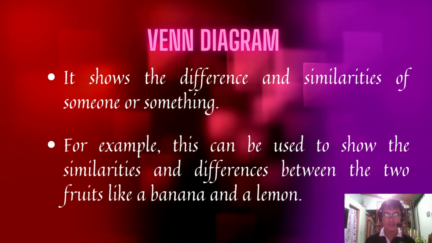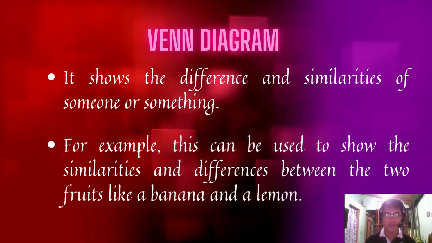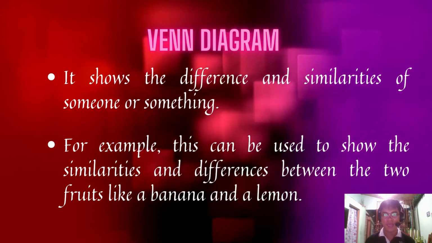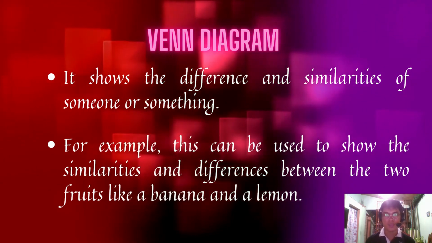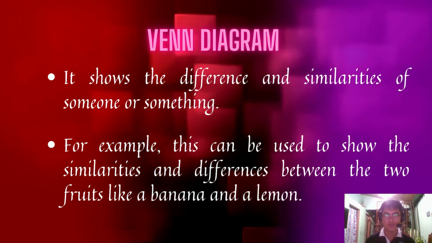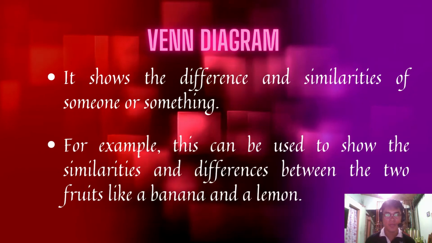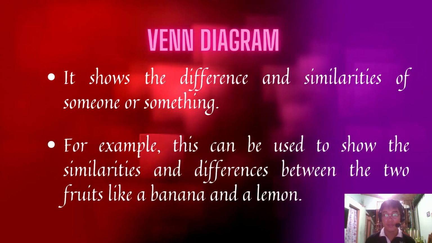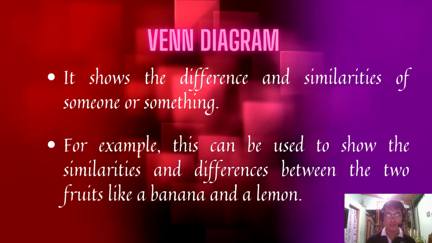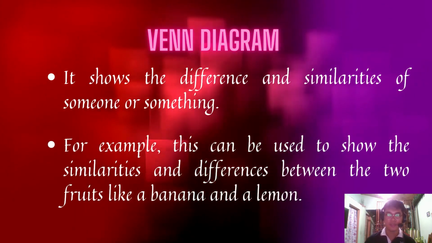Okay, and then last but not the least is the Venn diagram. So a Venn diagram shows the difference and similarity of someone or something. As for example, this can be used to show the similarities and differences between the two fruits like a banana and a lemon. So paano natin gagamitin yung Venn diagram in showing similarities and differences of these two fruits? So, ipapakita natin yan sa susunod na example.